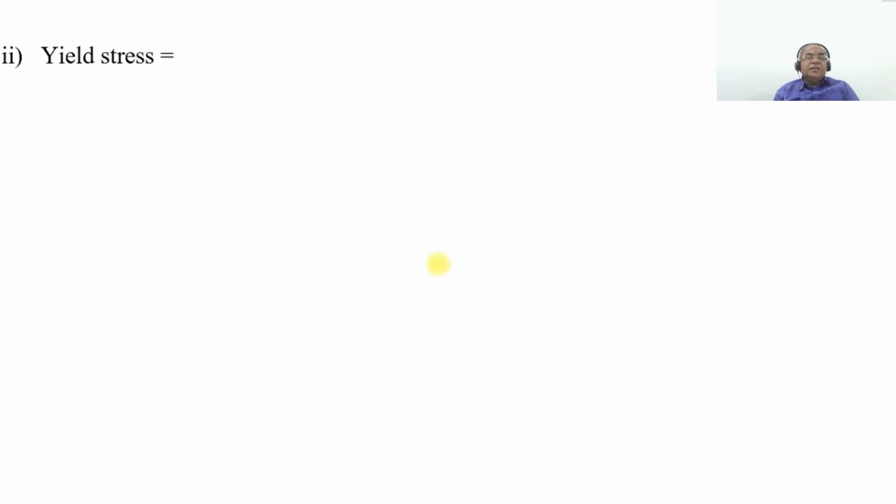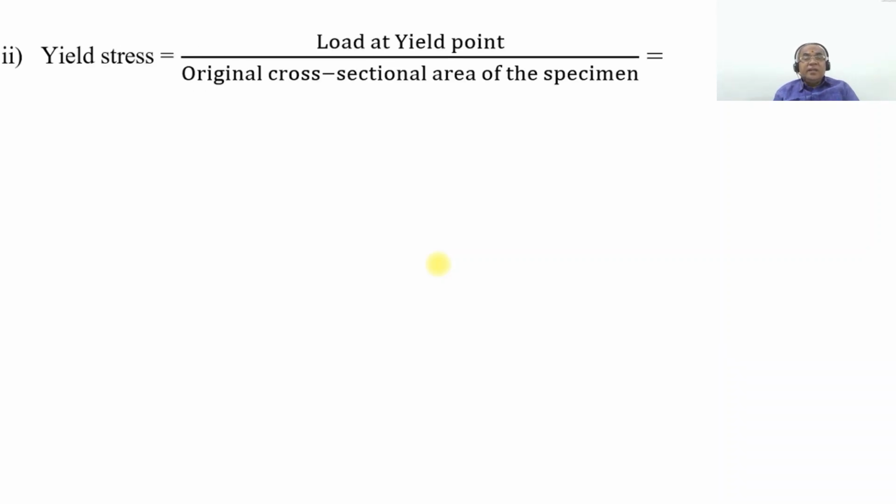So now we are going to take up the yield stress. What is yield stress? The load at yield point divided by the original cross-sectional area of the specimen. The load at yield point is 150 into 10 to the power of 3 divided by the original cross-sectional area. Since the diameter is 25, therefore pi by 4 into 25 square. On simplification, you will get 305.6 Newton per mm square.